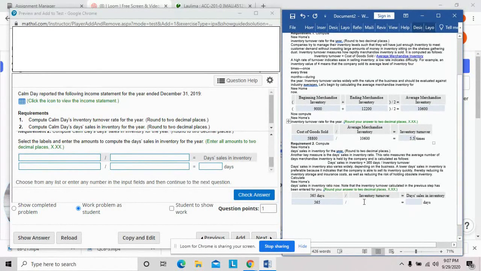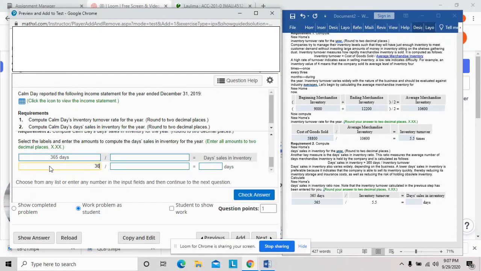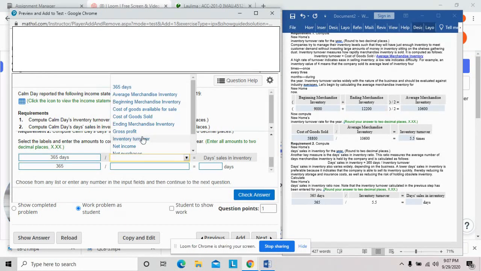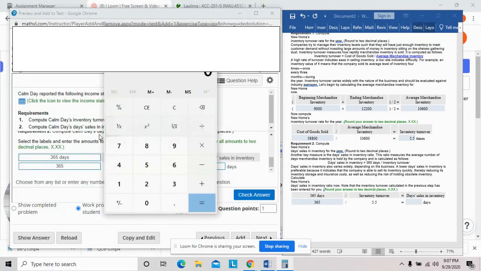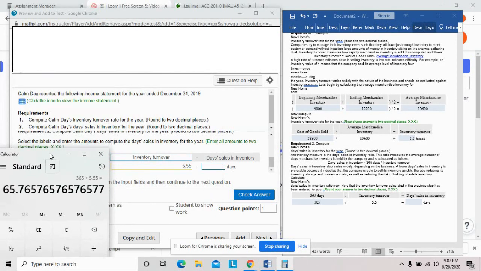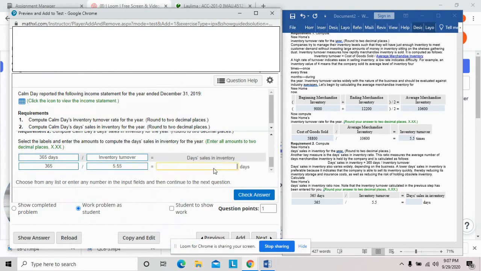If we look here, 365 divided by 5.5 will give me the amount of days. The number is 365 days, and inventory turnover is 5.55. 365 divided by 5.55. Let me see the decimal places. 2 decimal places based on requirement 2. 65.77 days.